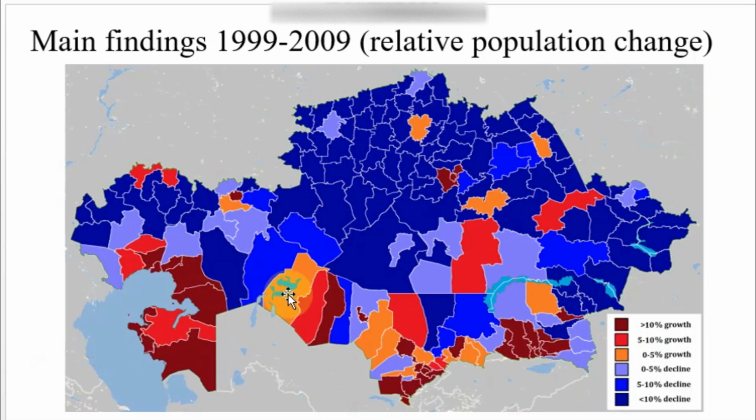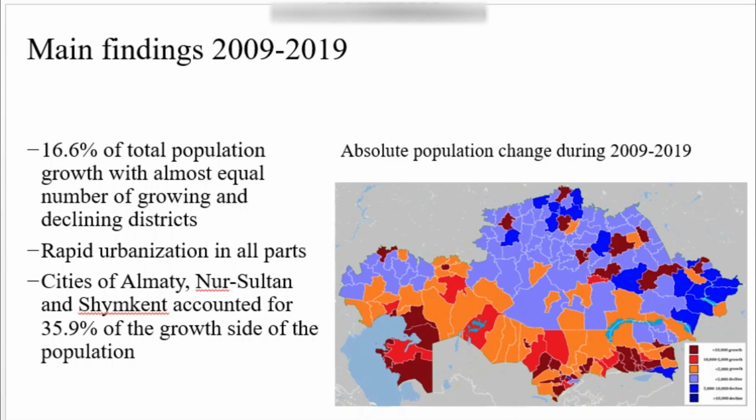This is the same population data for 1999 to 2009 in relative terms. So the same interpretation here. Small population growth in some parts of the country, but mostly population decline. There's been very insignificant population growth during the last decade of our analysis, from 2009 to 2019.